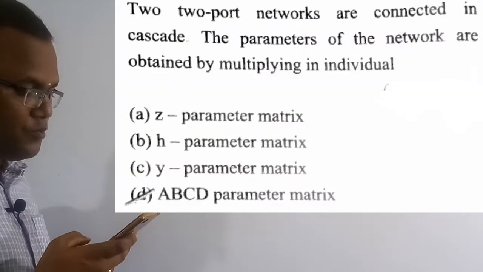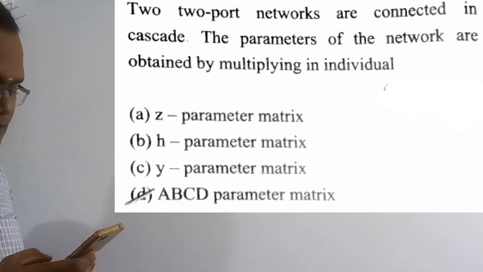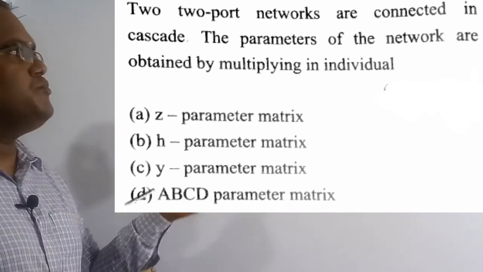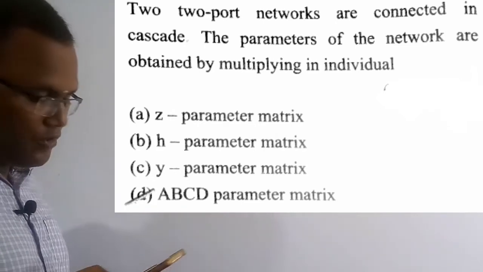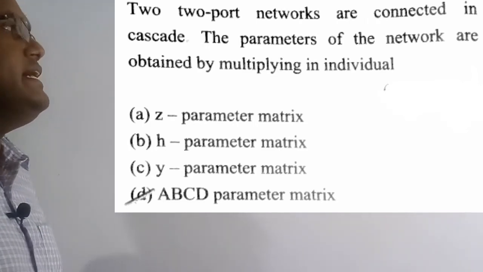Now we are going to solve the seventh question. See the question here. Two two-port networks are connected in cascade. The parameters of the network are obtained by multiplying the individual ones. So in which two-port parameters do we multiply the parameters? What are the four options? Option D, ABCD parameters, or we can say T parameters.